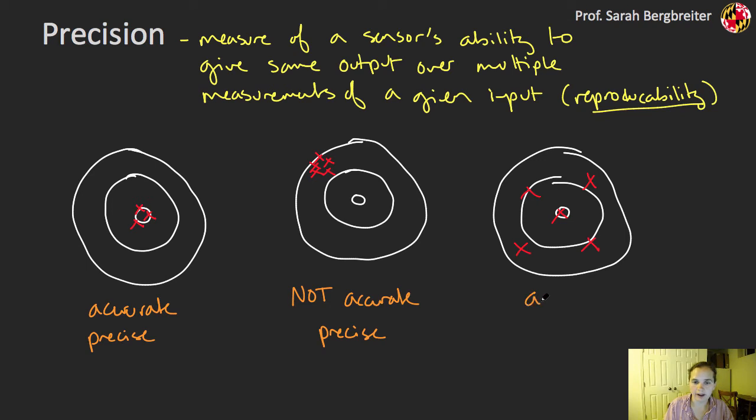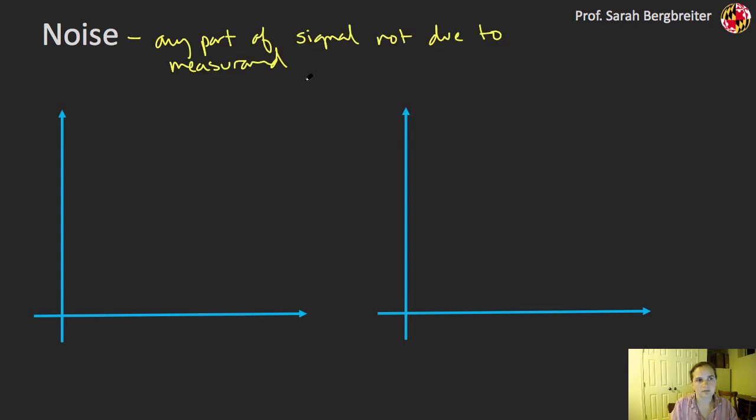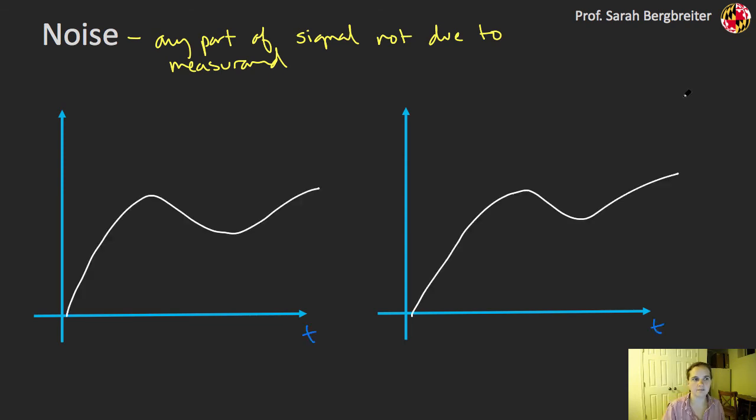So I do have an accurate sensor. But because the measurements are so scattered around, the reproducibility of the measurement is not very good. That means this sensor is not precise. And something that can often cause havoc in your measurement is noise. Noise is any part of your signal that's not due to the physical signal that you're trying to sense, the measurand.